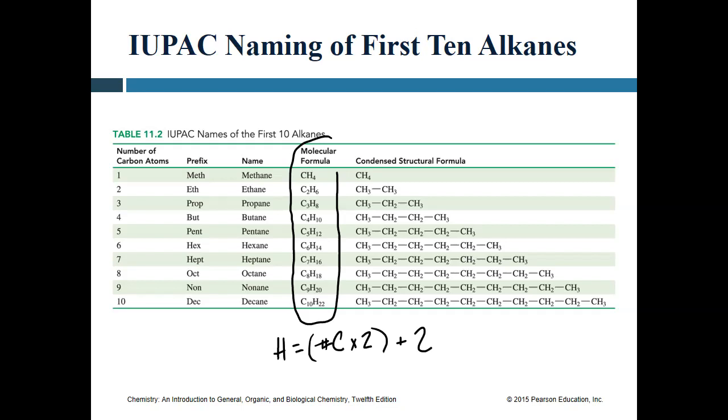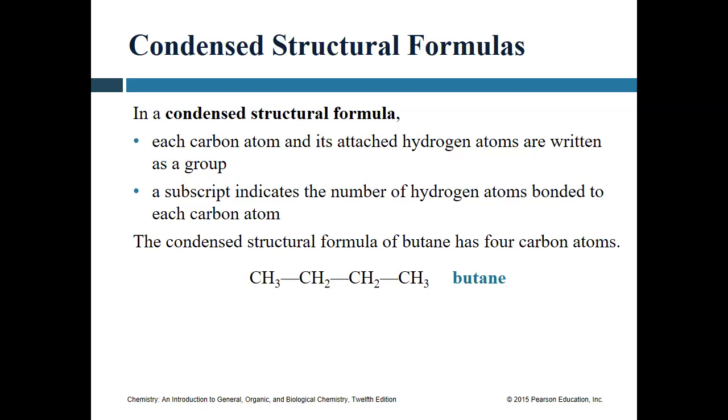So you can use that formula, and even if you don't know what the chemical formula is, if you know the prefix, or even if you just know the number of carbons in the chain, you can figure out what the chemical formula is. So that expands beyond even just these 10. If I told you dodecane had 12 carbons in it, you could figure out that it had 26 hydrogens as well.